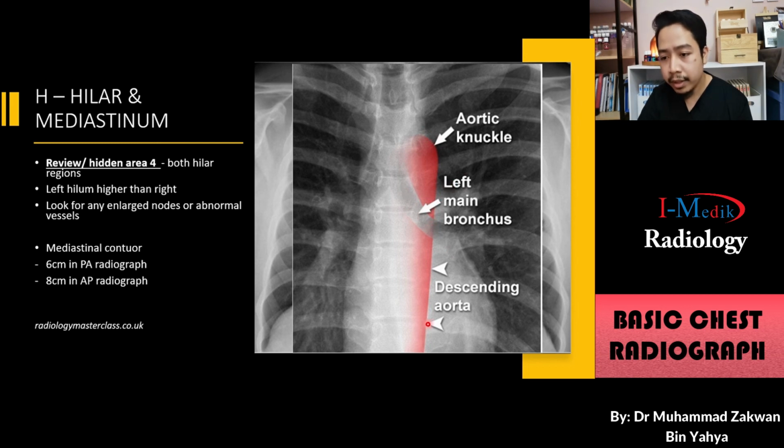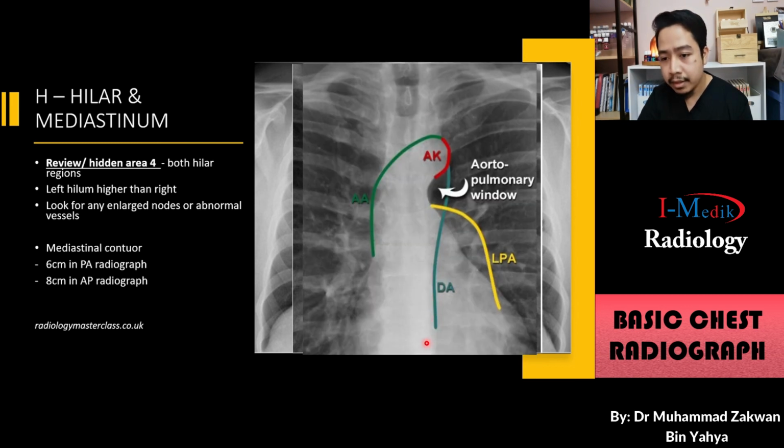We can look at the great vessels here. On the right side is the ascending aorta forming the aortic arch, and the aortic knuckle here is the aortic arch. Then we can see here the left main pulmonary artery. The region between the pulmonary artery and the aortic arch we call the aortopulmonary window. This region should be empty, should be clear.